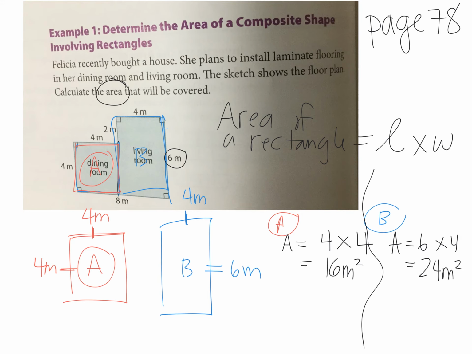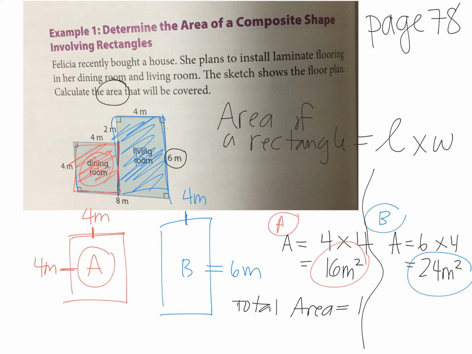Question says, calculate the area that will be covered. Well, we figured out that the dining room has an area of 16 meters squared, correct? And the living room has an area of what? Well, I want to know the total area covered. Yes, we add. Good. So the total area equals 16 plus 24 equals 40 meters squared. You don't put meters squared, you don't get full marks, remember? Yes, miss. Total equals 40 meters squared. So they need to cover 40 meters squared of space for their laminate floor.